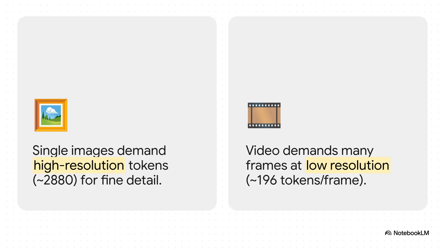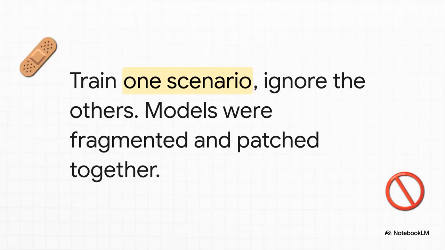But video plays by completely different rules. It needs to process a ton of frames to understand time and motion, using maybe 196 tokens per frame. You try to mash those two competing needs together in one system, and boom, you literally blow past the AI's processing limits. So, how did developers deal with this impossible math before?